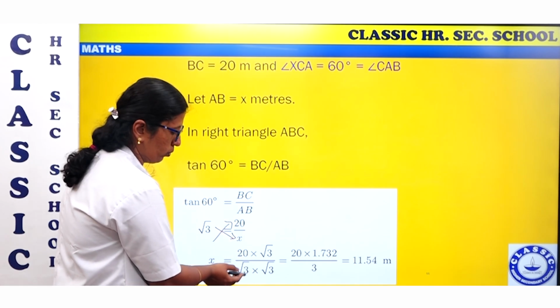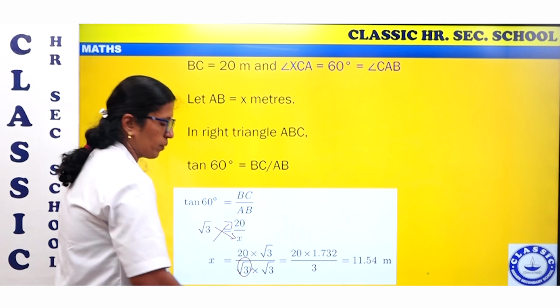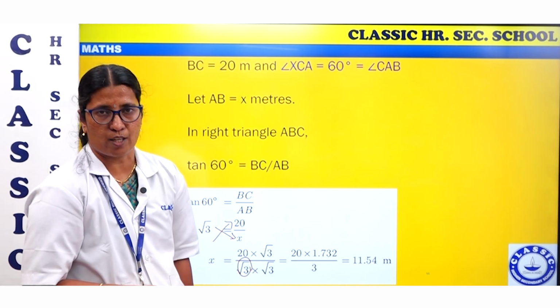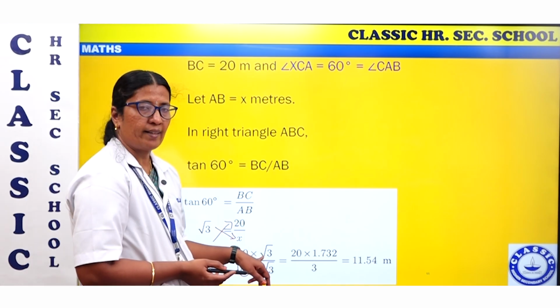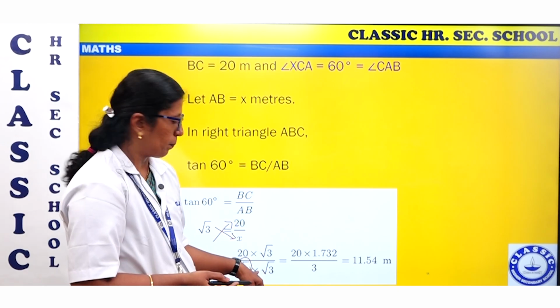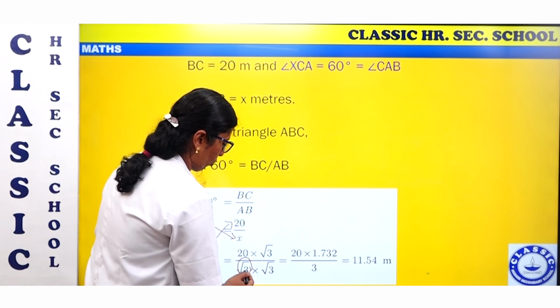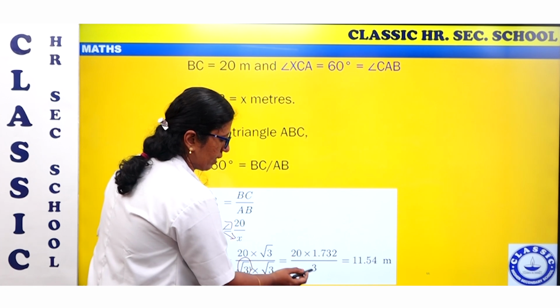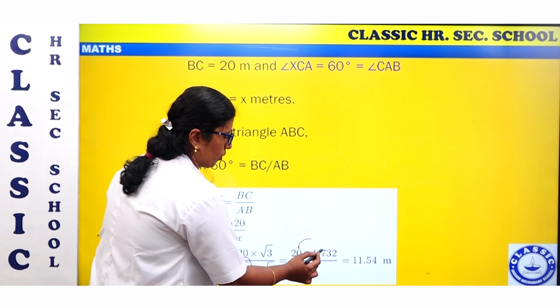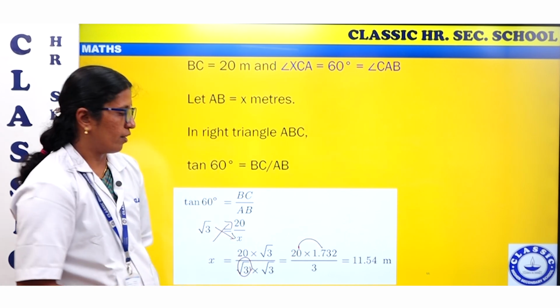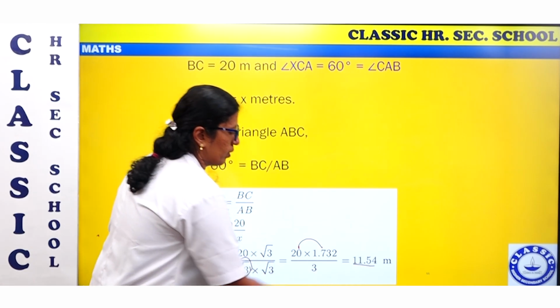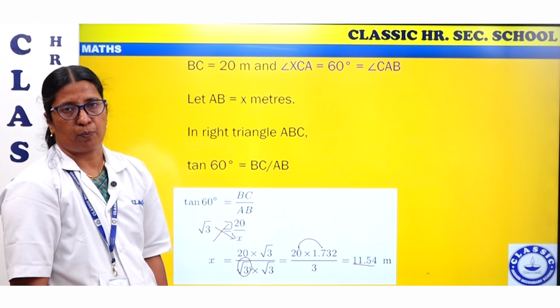Now, as I told you, if you have an irrational number in the denominator, we want to convert it to a rational number. So, multiply by the rationalizing factor, √3 divided by √3. The value of √3 is 1.732. √3 into √3 is 3. We cannot cancel the 20 and 3. So, just multiply 20 into 1.732 and divide by 3. You get the required decimal number, 11.54 meter.